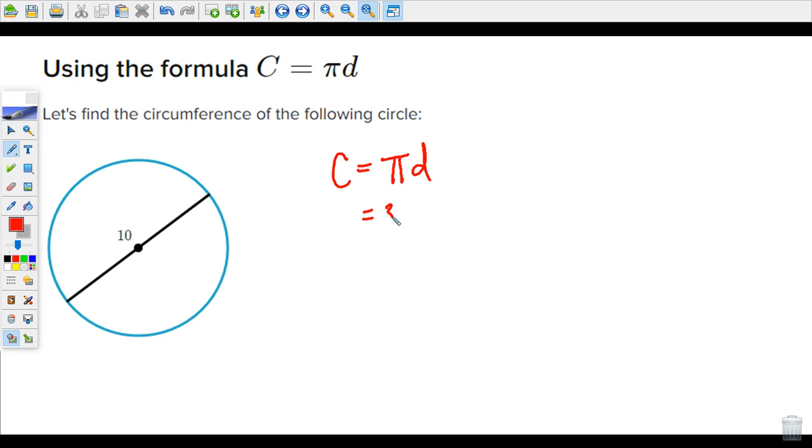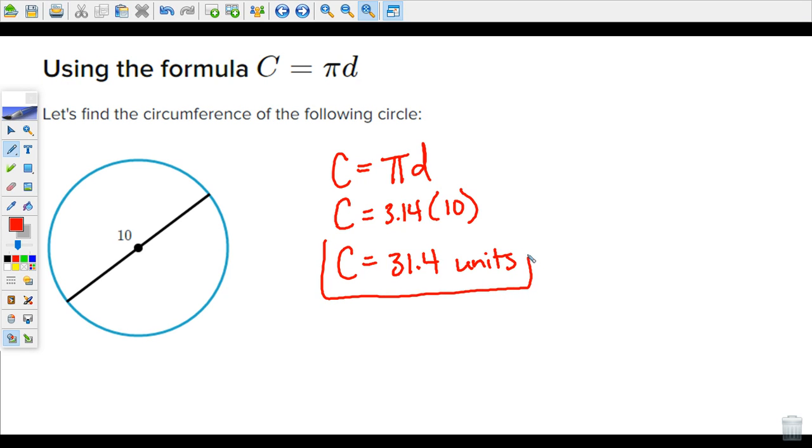We know pi is 3.14. We know the diameter is 10. And we're trying to find the circumference, so that stays a variable. So C equals 3.14 times 10. Remember, multiplying by 10, you just slide the decimal point one spot. So from here to here, our answer would be 31.4 units. Doesn't specify what units, but it is just a distance, so the circumference would just be 31.4 units.